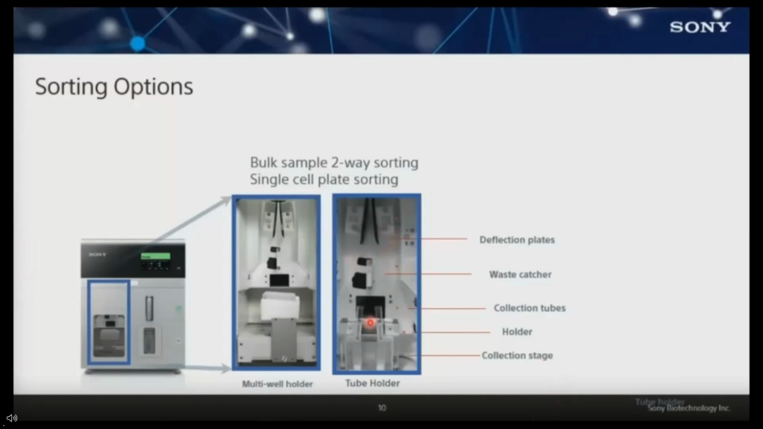Just to walk you through the internals of the sort chamber. Again, here we have our multi-well or plate holder that's angled. Here we have our tube holder. Right here are our deflection plates. Waste collection. Collection tubes are located here. The tube holder and the collection stage.